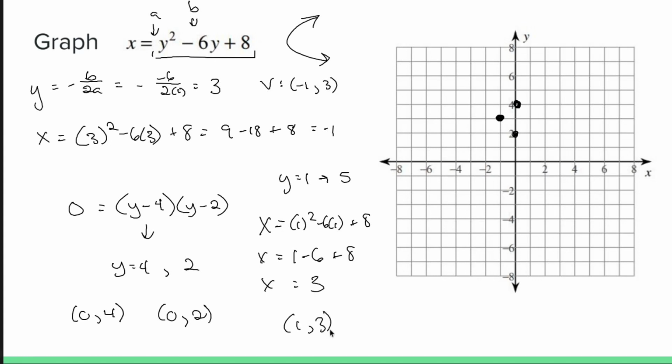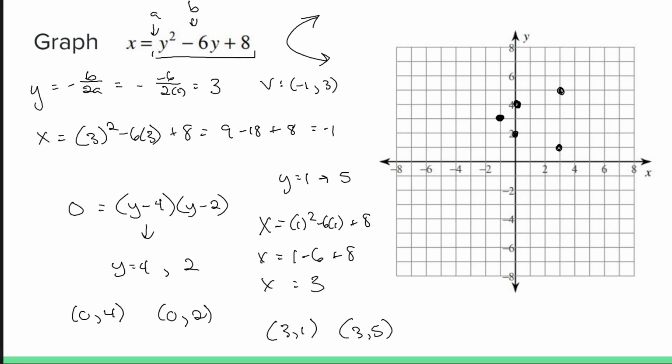1, 3, 5, 3. Oh, wait, no, I don't. I got it backwards. It's 3, 1, and 3, 5. Oh, see, you have to be so careful with these. 3, 1, 3, 5.